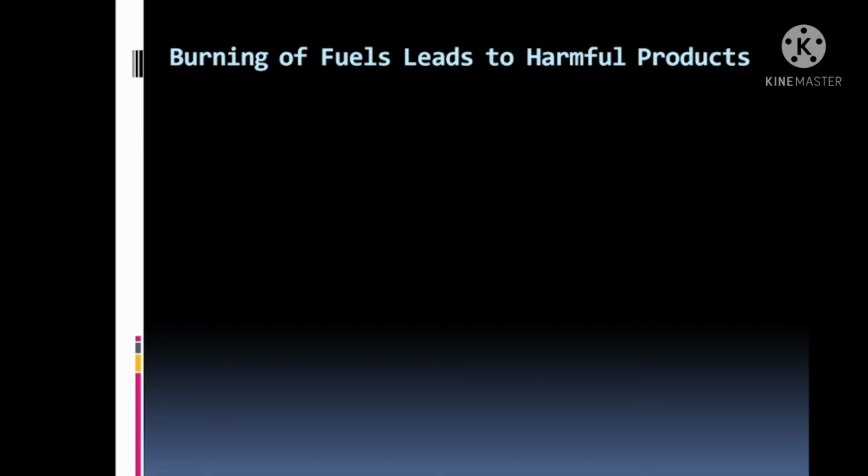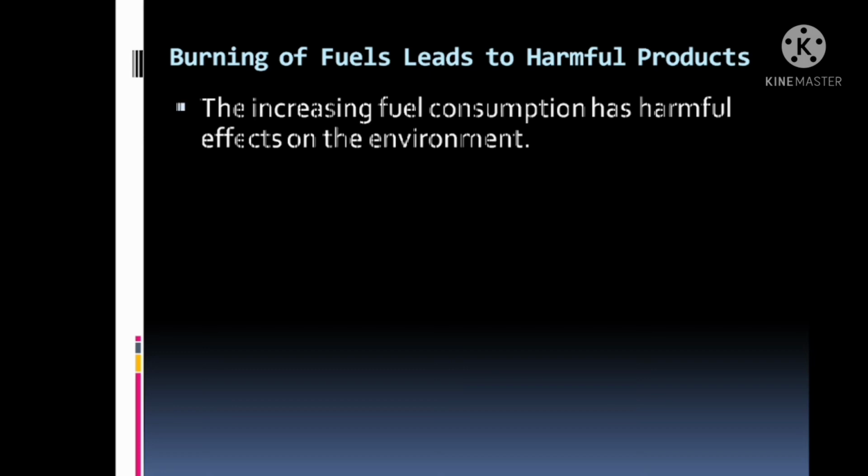Burning of fuels leads to harmful products. The increasing fuel consumption has a harmful effect on the environment. As you know, nowadays there are different kinds of vehicles, like CNG vehicles, petrol vehicles, electric vehicles, and diesel vehicles, and they all produce some heat energy. Along with the heat energy, they also produce some carbon dioxide, which can directly affect our environment and increase pollution, along with noise pollution and air pollution.